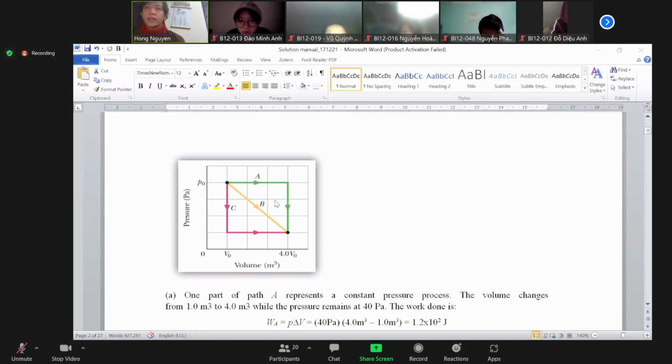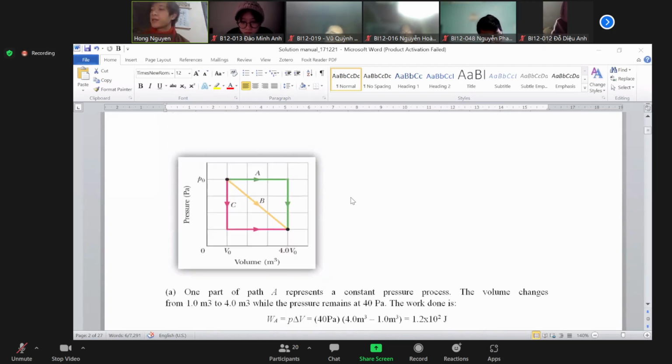We can verify together. Here, please refer to my slides because some groups are slower than the others. So there are 4 special cases of the first law that I already gave in the slides.